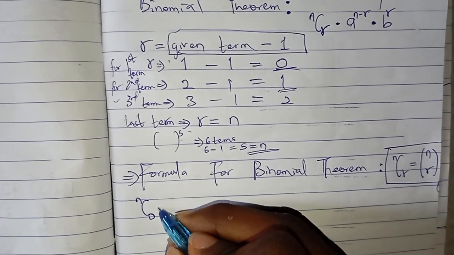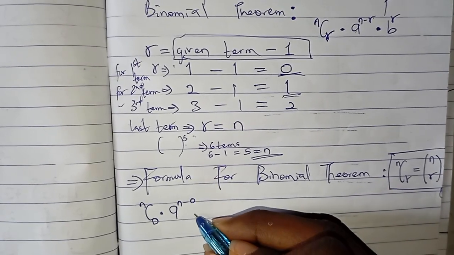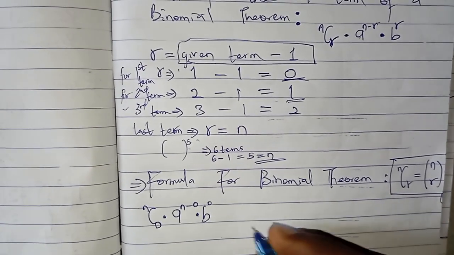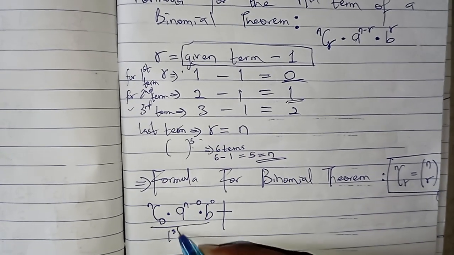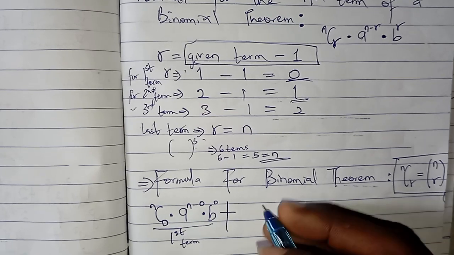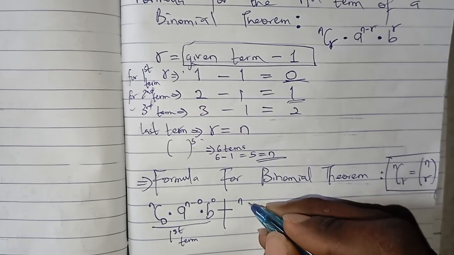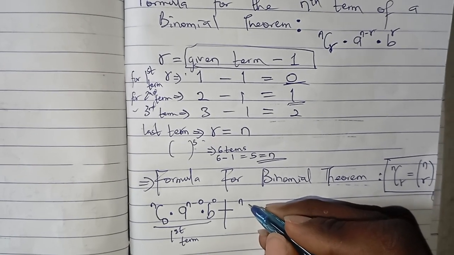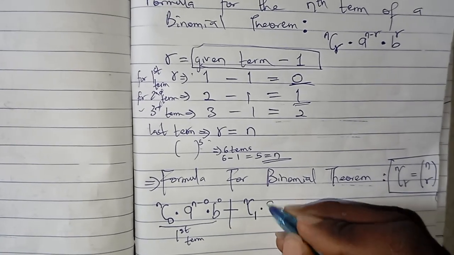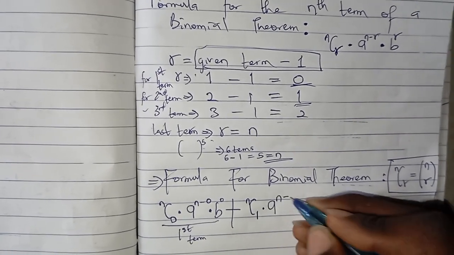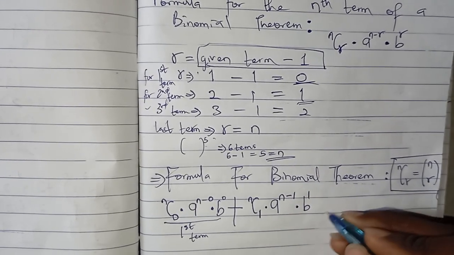n combination 0 times a raised to power n minus 0 times b raised to power 0, that is for the first term, plus the second term. The second term, remember I told you that r in the second term is 2 minus 1, which is 1. So the second term will be n combination 1 times a raised to power n minus 1 times b raised to power 1.